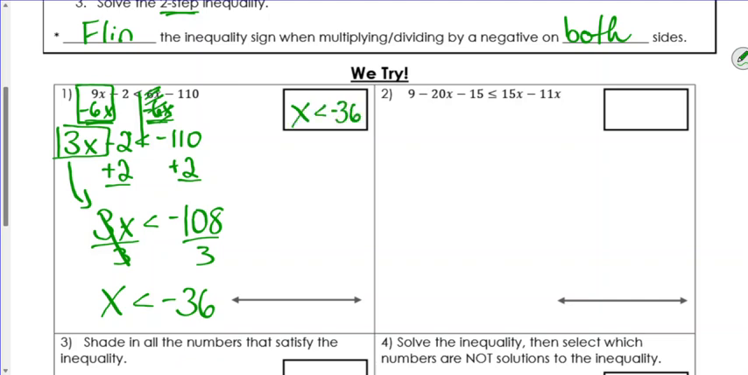So now I'm going to put that on the number line. I'm going to put negative 36 somewhere in the middle. And let's say negative 40 is to the left, negative 32 is to the right. And we're going to have an open circle above negative 36, and we're talking about all the numbers smaller than negative 36. So that arrow goes off to the left side.